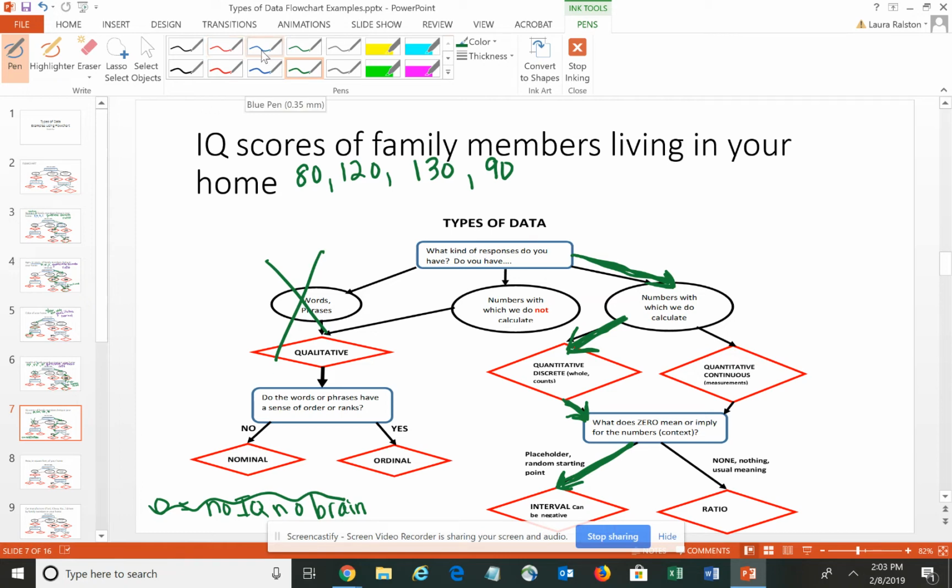Okay, so we've decided that IQ scores are quantitative, they're numbers. Contextually, looking at the context, they're discrete because we have whole numbers. It's at the interval level because the zero is simply a random starting point.